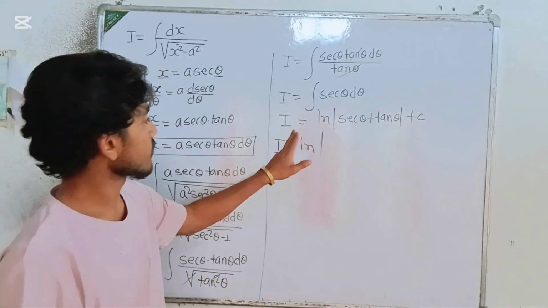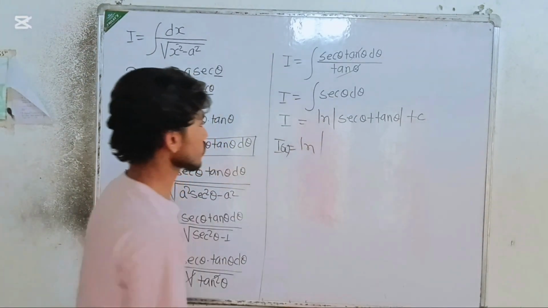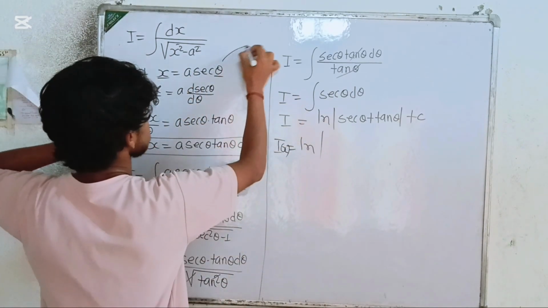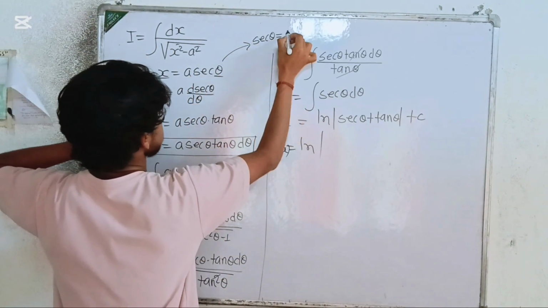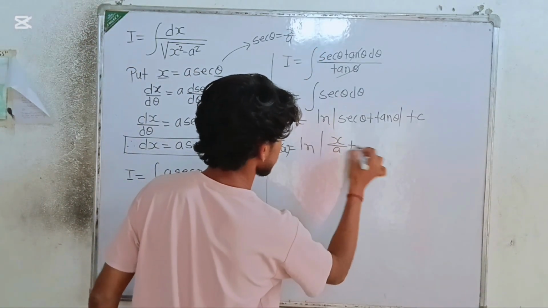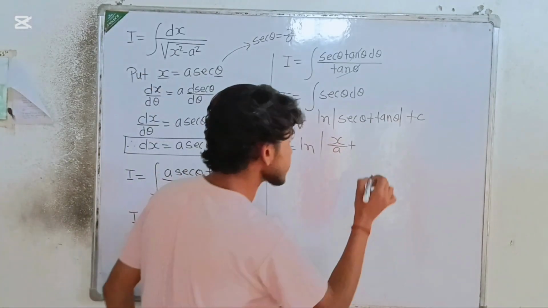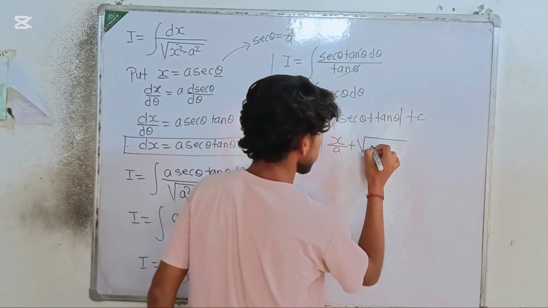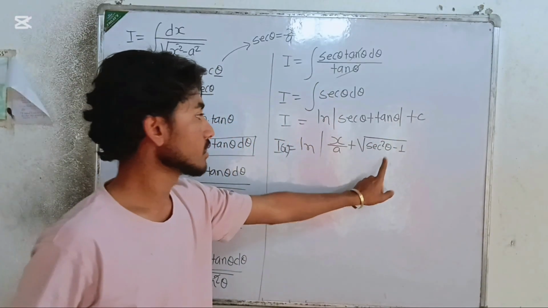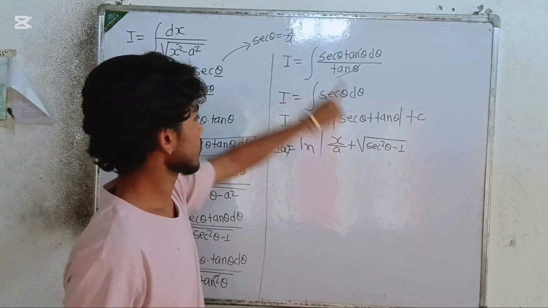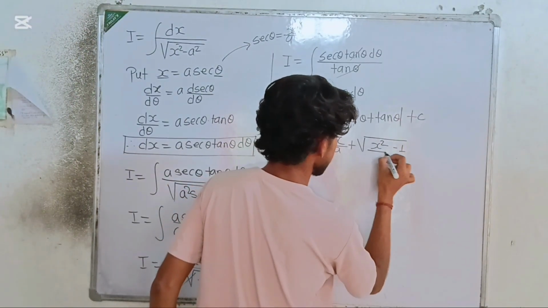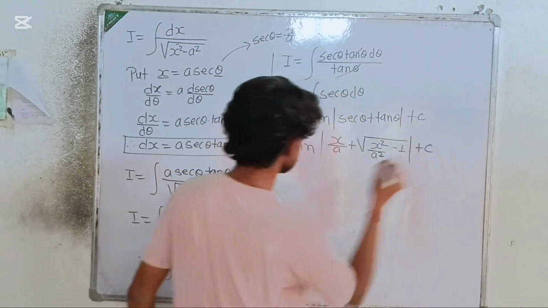Now we have to replace I as a function of x, so we have to replace theta in terms of x. From here you can write sec theta is x over a. So this is going to be x over a plus tan theta, which is nothing but the square root of sec squared theta minus 1, right? So tan can be written like this. Since sec is x by a, sec squared is going to be x squared by a squared, with some constant c.